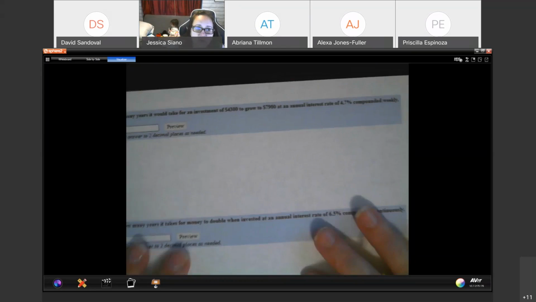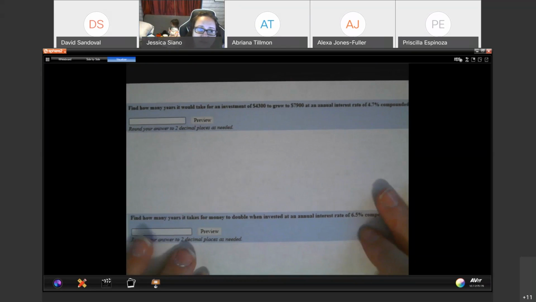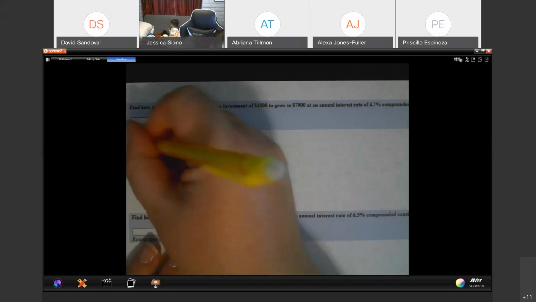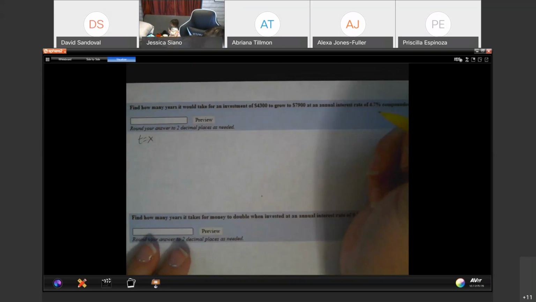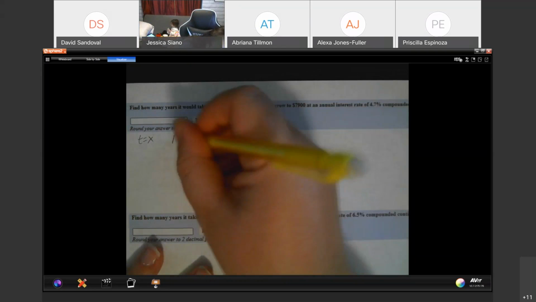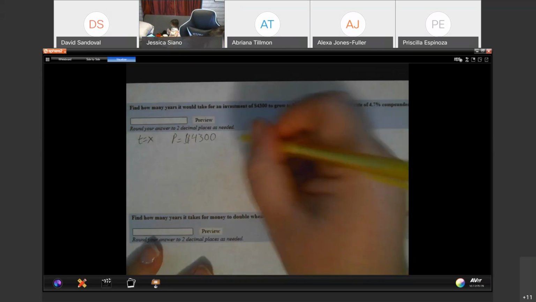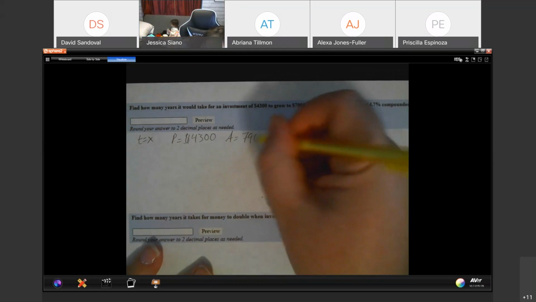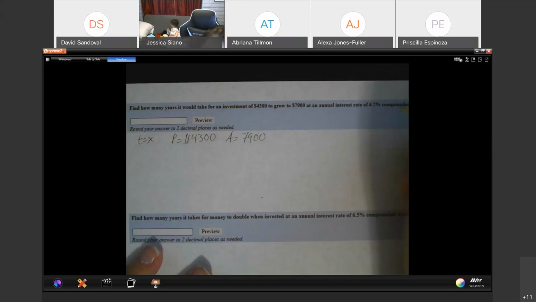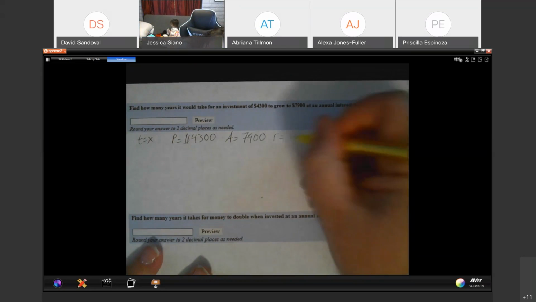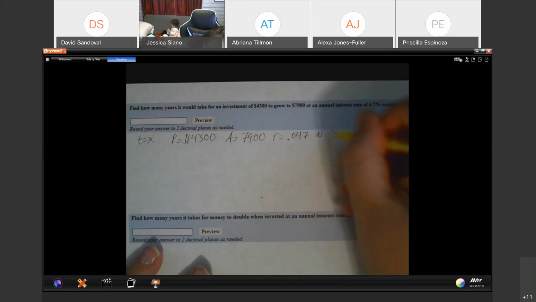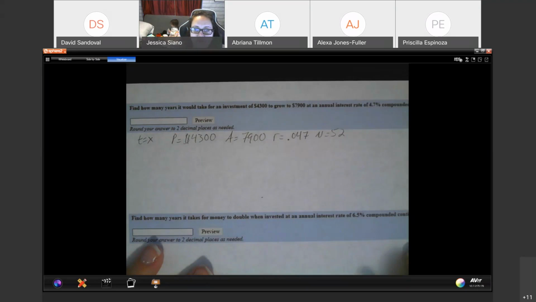How many years would it take? So this time T is my X. For an investment of 4,300, so that's my principal, to grow to 7,900, so that's the amount I want to have after time, at an interest rate of 4.7, so R is 0.047, compounded weekly, so N is 52. So let's fill this in.